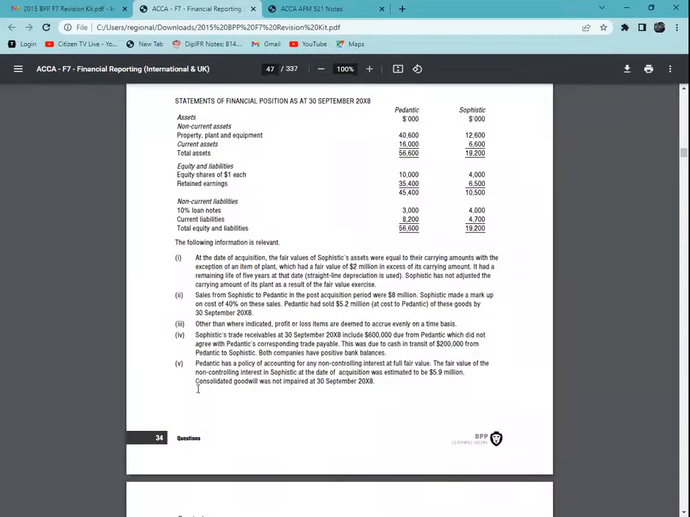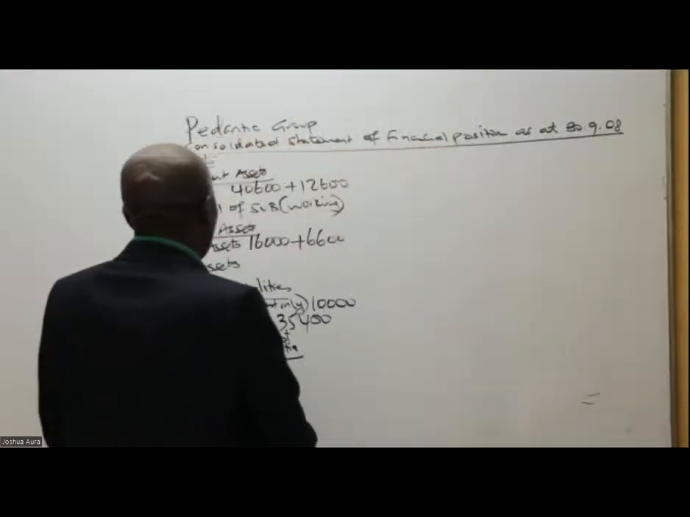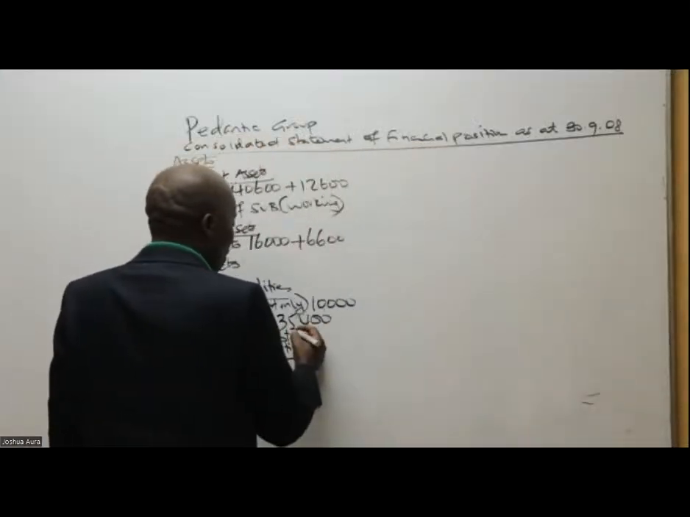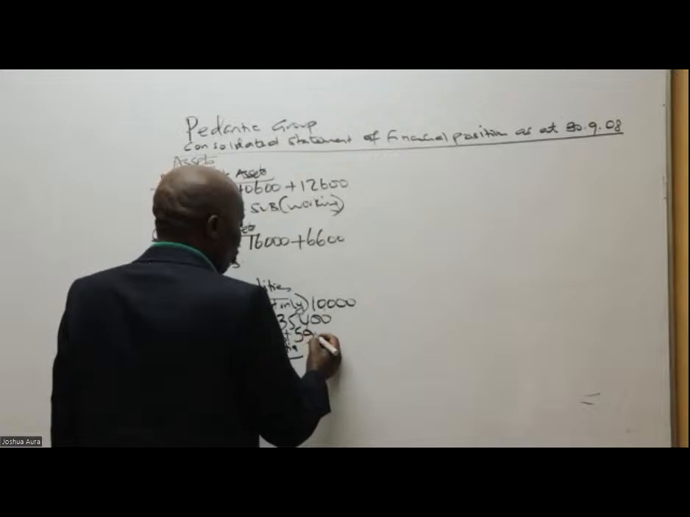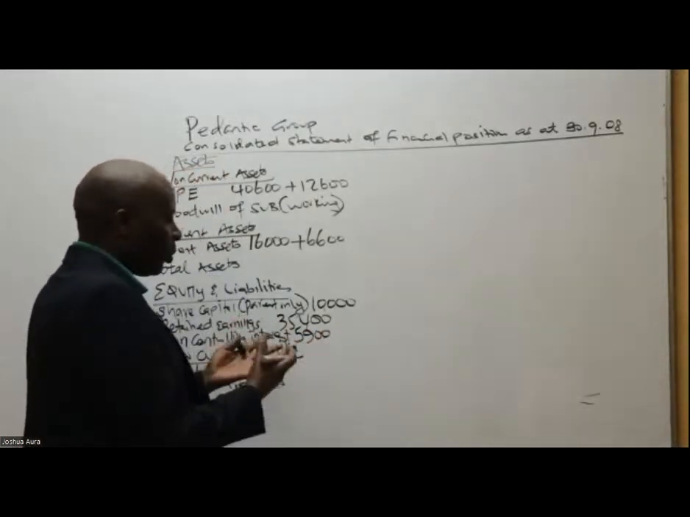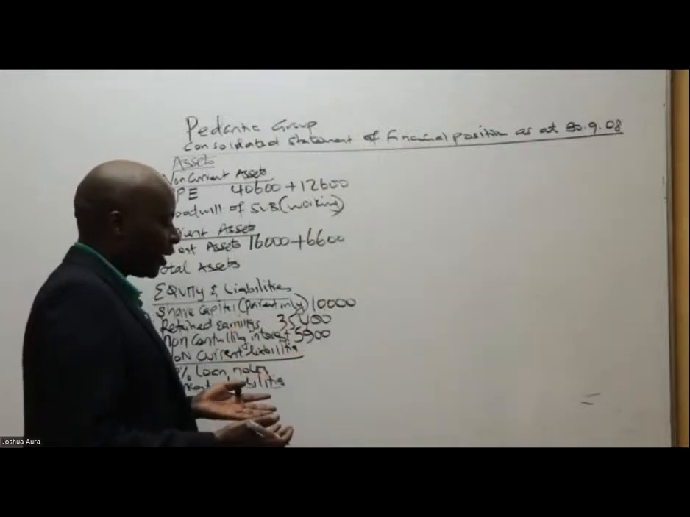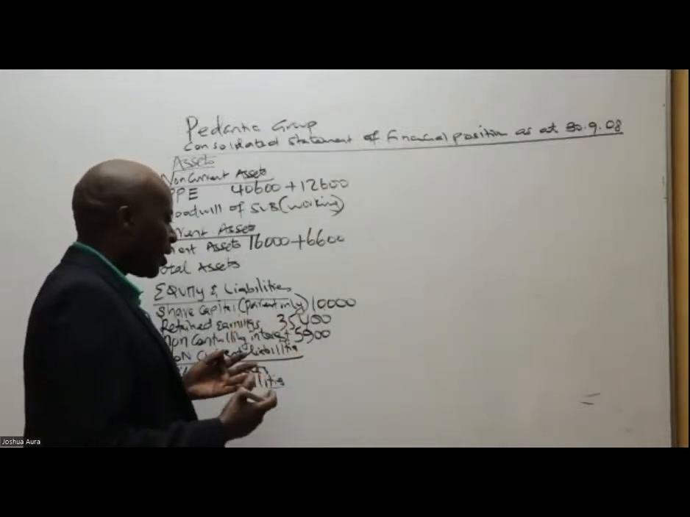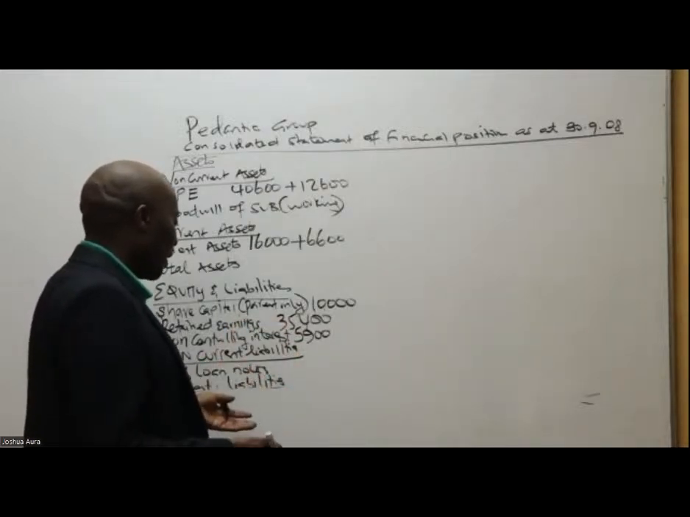Pedantic has a policy of accounting for any NCI at full fair value. The fair value of NCI in Sophistic at the date of acquisition was estimated to be 5,900. So with this NCI, I'll simply write the non-controlling interest value at the date of acquisition, and then I'll add the share of post-acquisition profit later.